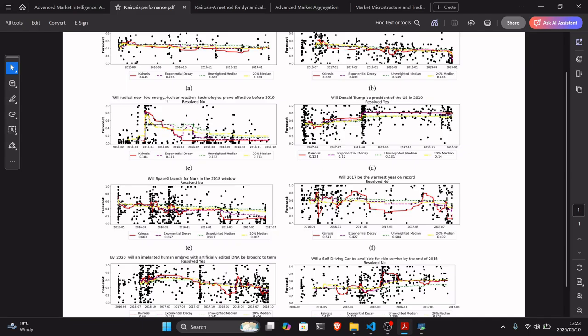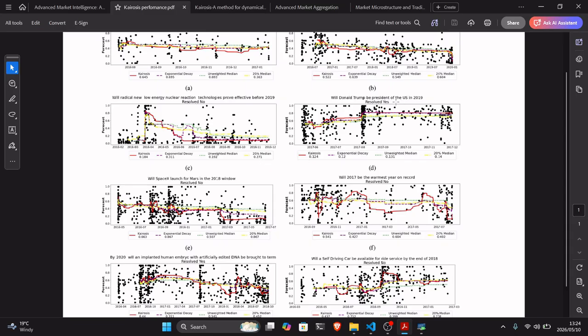Will radical new low energy nuclear reaction technologies prove effective before 2019? Resolved as no. As you can see, Kairosis had a probability of 19% that would happen. Exponential decay had a probability of 31%. Unweighted median had 19%. And the 20% median had a 28% probability of that happening. Now, let's look at another question.